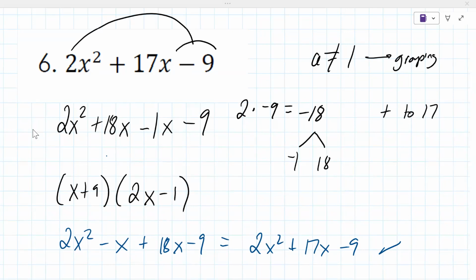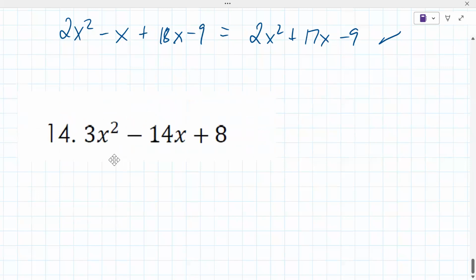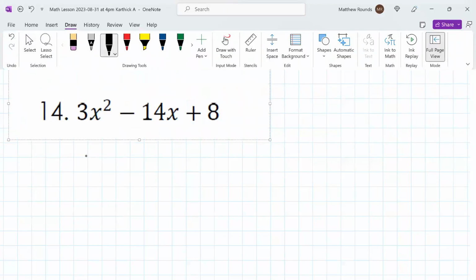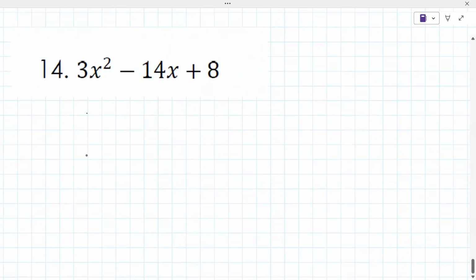All right, so let's have you try one start to finish on your own. 14 is the next one. It is another grouping problem like we've been doing. So give this one a try. Let me know if you have any questions as you work it out.